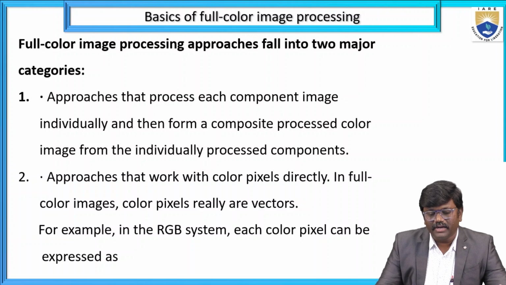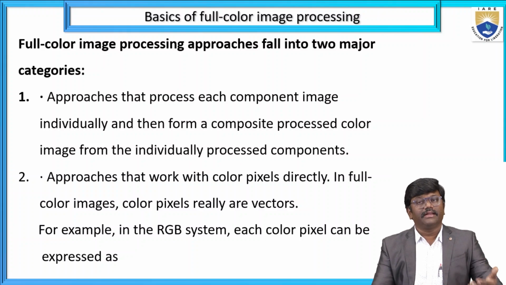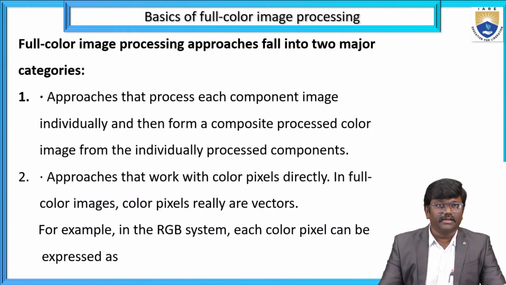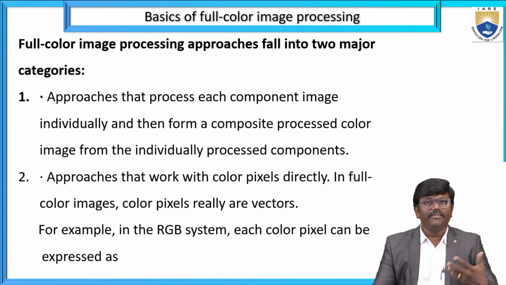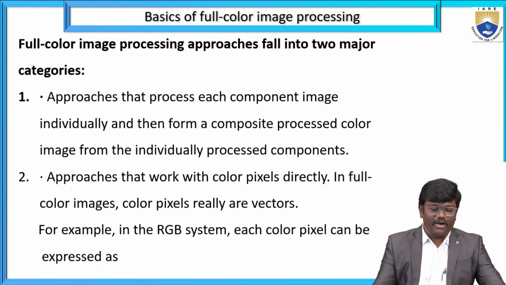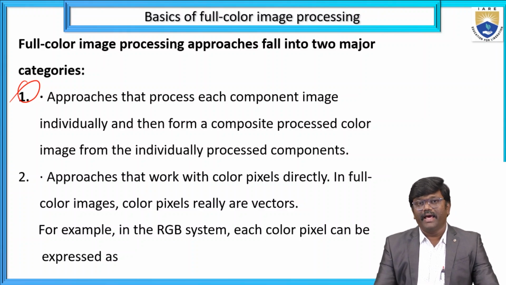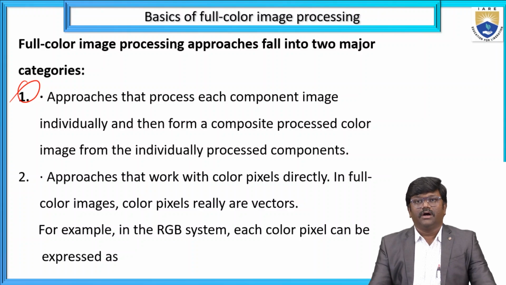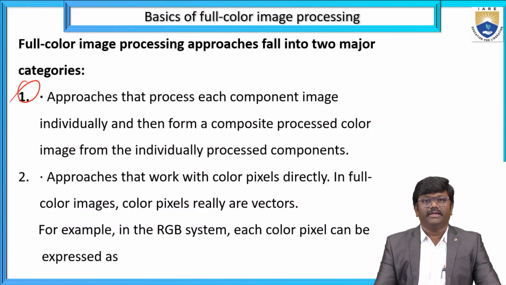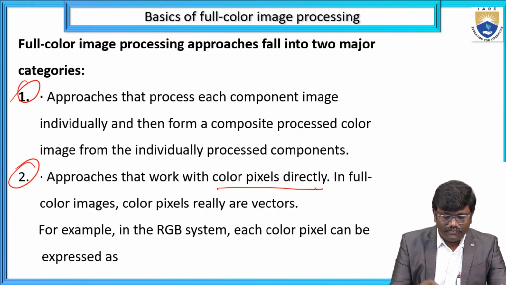So we can also concentrate the simple pseudo color image processing in aspect of full color image processing, as we consider to define in terms of different approaches. So what do you mean by different approaches? How can you define it? We define full color image processing approaches fall into two major categories. Number one, I repeat, number one is approaches that process component images individually and then form a composite processed color image from the individually processed components. Whereas the second one is approaches that work with color pixels directly in full color images.